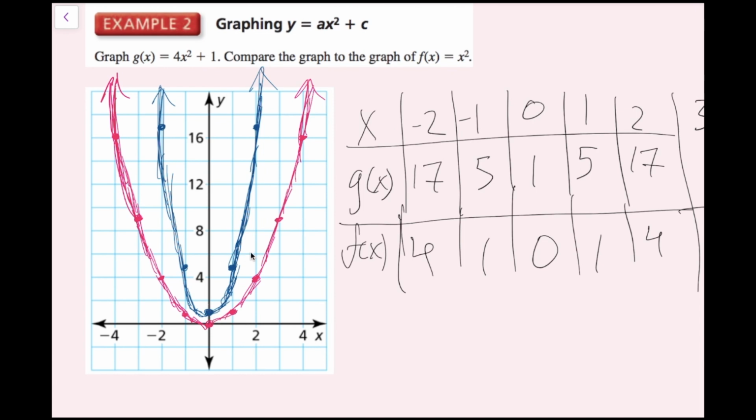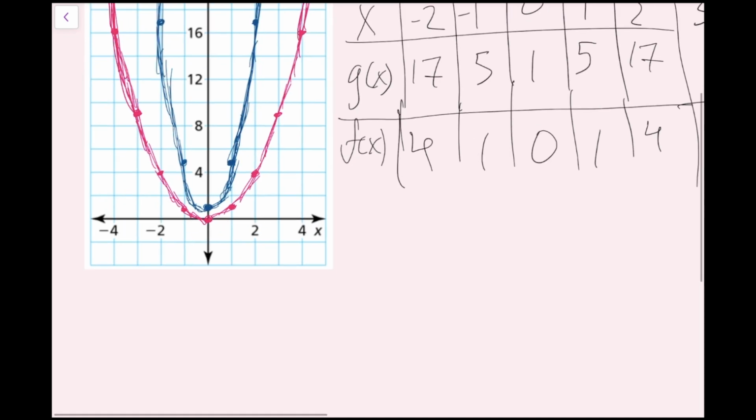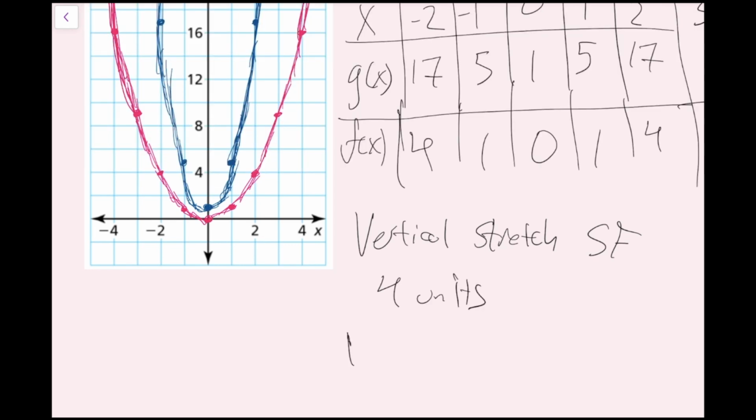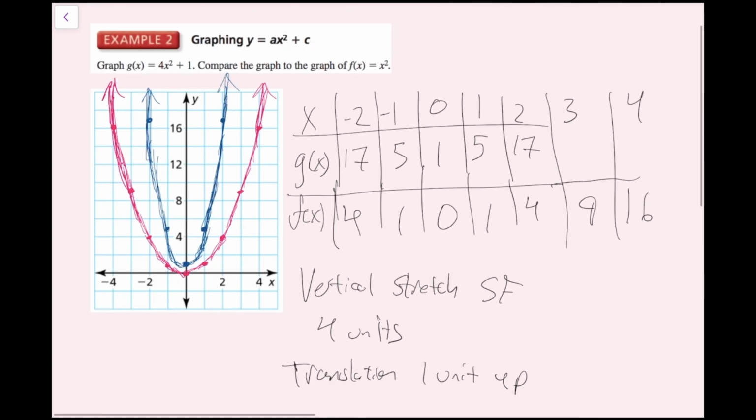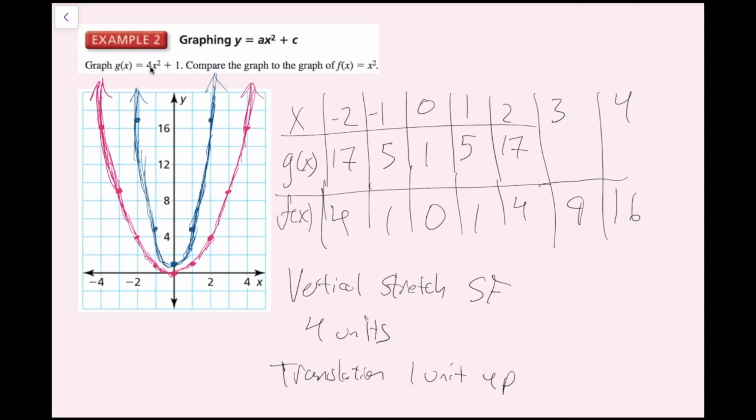Okay, so our transformations here are going to be a vertical stretch. I'm going to write this down. Vertical stretch, and with a scale factor of 4, and then a translation 1 unit up. Okay, and once again, you can tell that without even graphing, just by looking at the equation. This 4 means that we're going to have a vertical stretch, and then the 1 means I'm going to have a vertical translation 1 unit up. Anyway, I've graphed these functions successfully and then compared them, and now we're done.